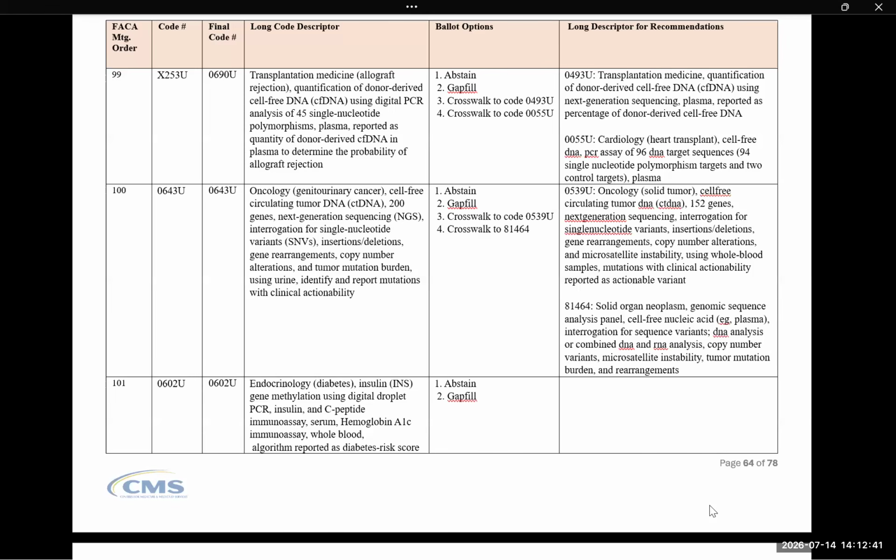Hello, this is Zoe from the sponsor. I think our original crosswalk recommendation is crosswalk to 0539U times 1.3 because actual resources are needed for extraction and also sequencing.